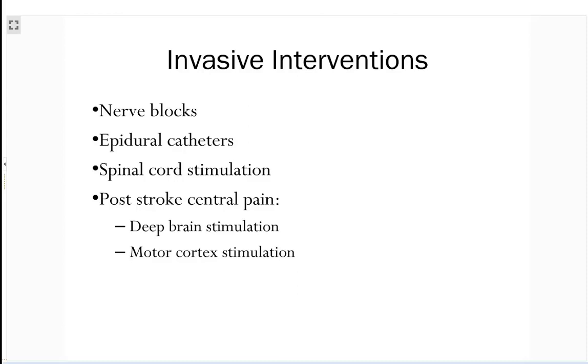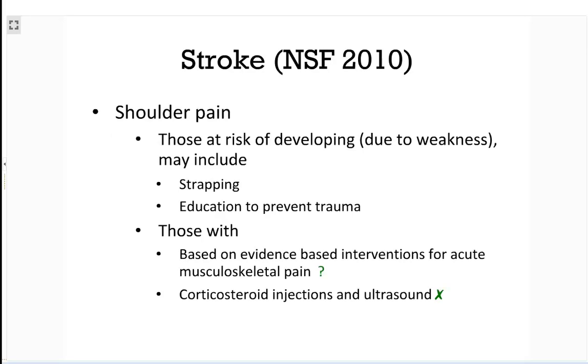There are invasive interventions that are out there. I'm not able to talk about those today. But if we do look at rehabilitation, if we look at the current guidelines that obviously are undertaking a bit of a change at the moment, those guidelines for shoulder pain highlight we should be looking for those that are at risk potentially of developing pain due to weakness, and that strapping or education to prevent trauma may be helpful.